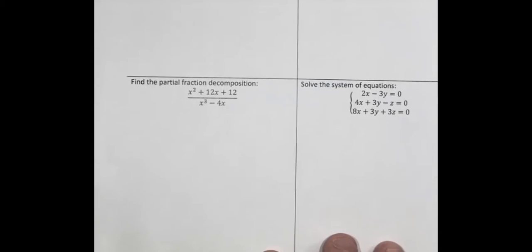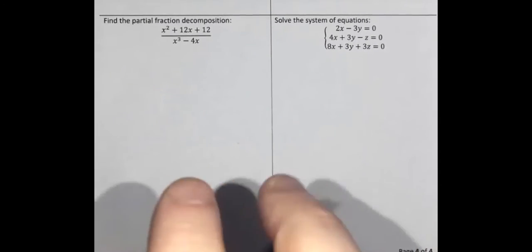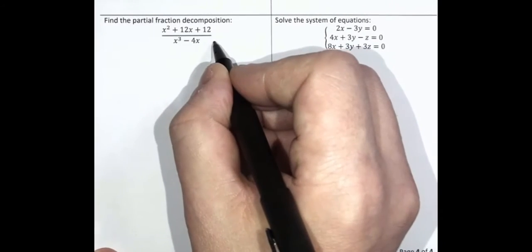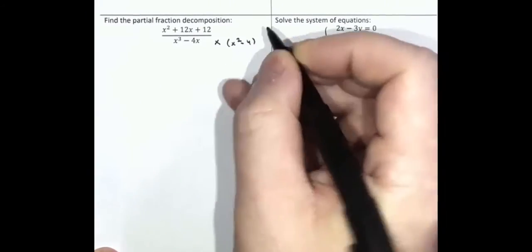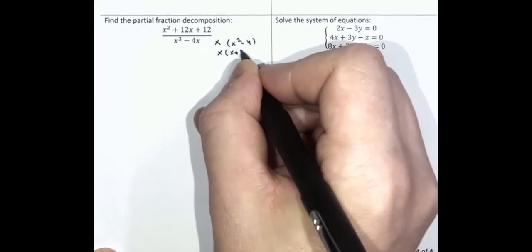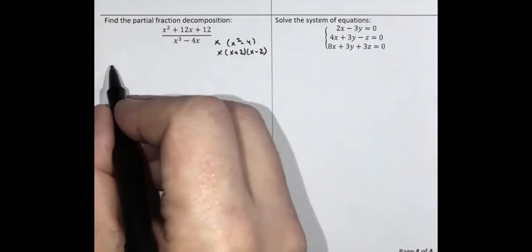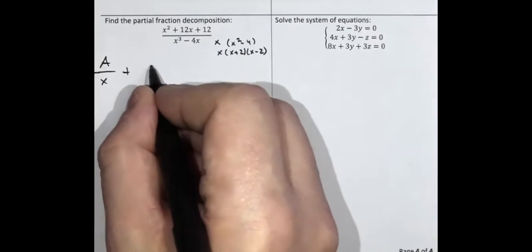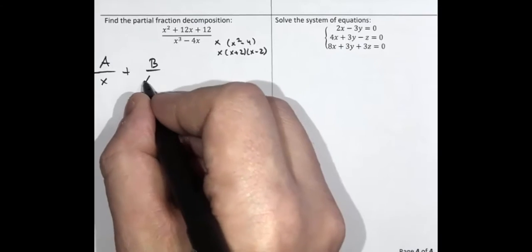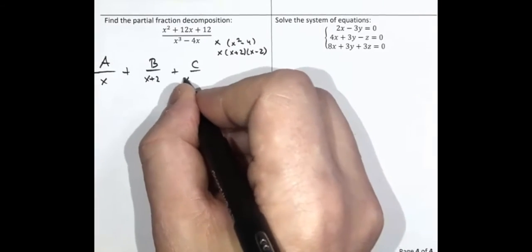Okay, next, find the partial fraction decomposition. So here our denominator is x times x squared minus 4, which is the same as x times x plus 2 times x minus 2. So the partial fraction decomposition is going to be some number over x plus some number over x plus 2 plus some number over x minus 2.